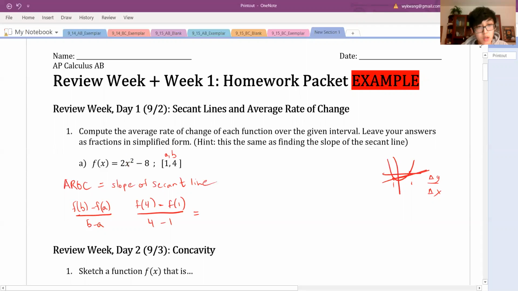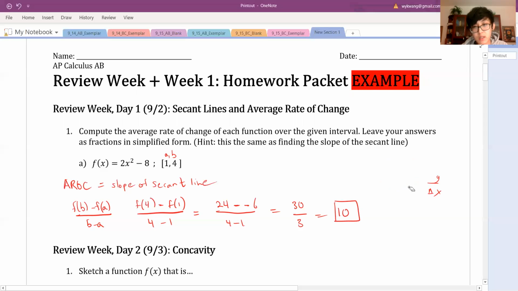4 squared, 16 times 2 is 32, minus 8, 24. So we get 24 minus f of 1. We're going to plug in 1 here. So 1 squared is 1 times 2 is 2, minus 8 is negative 6. So minus negative 6 over 4 minus 1. Well, 24 minus negative 6 is going to be 30 divided by 3 is equal to 10. So the answer is just 10.